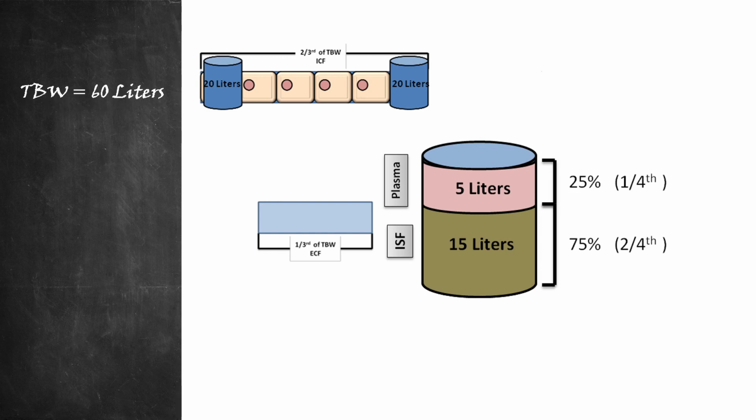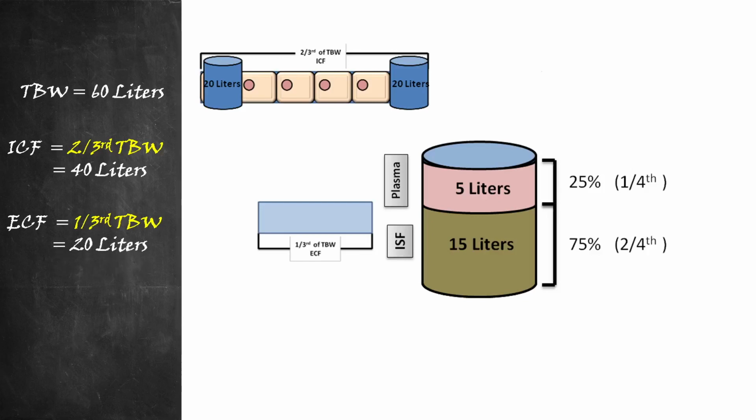Let us summarize this again. Total body water is 60 liters. The intracellular fluid is equal to 2/3 of it, that is 40 liters. Extracellular fluid is 1/3 of the total body water, that is 20 liters in this case. Out of this 20 liters, 75% is in the interstitial fluid compartment, which is equal to 15 liters. And the rest 25% is in the intravascular fluid space, which equals 5 liters.